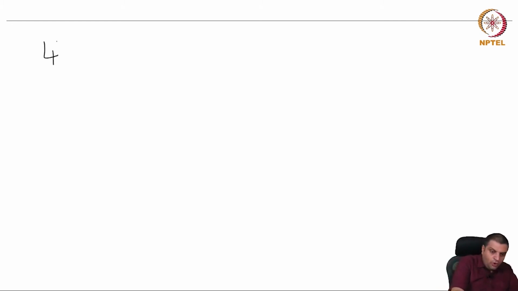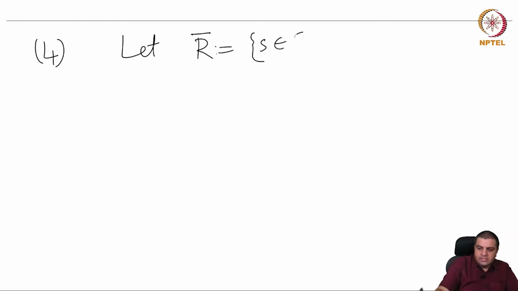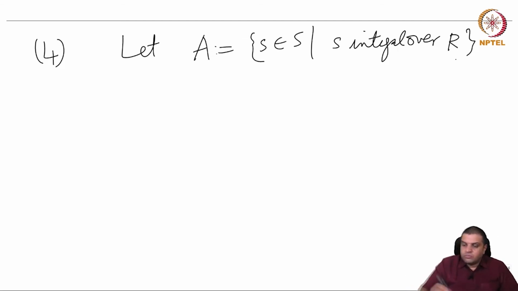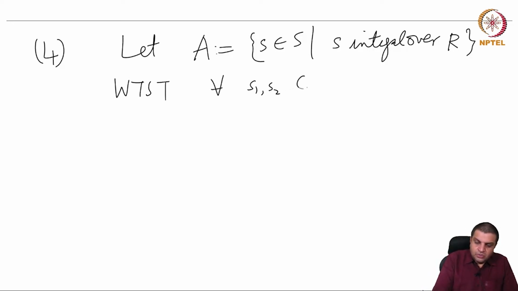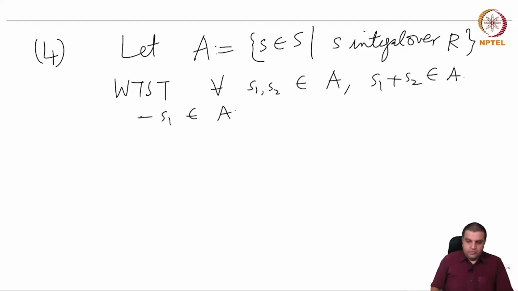So now for 4 we need to show that, so we'll write A for that set, the elements of S integral over R. So we want to show that for all S1, S2 inside A, S1 plus S2 is inside A, and minus S1 is inside A. In other words, S1 plus S2 is integral, S1 S2 is integral, and minus S1 is integral. Sums and products.